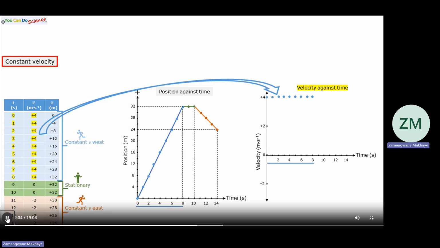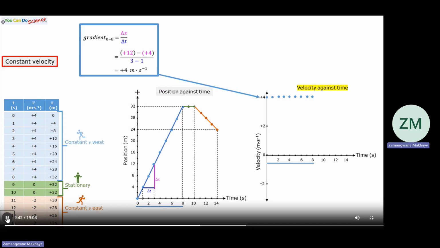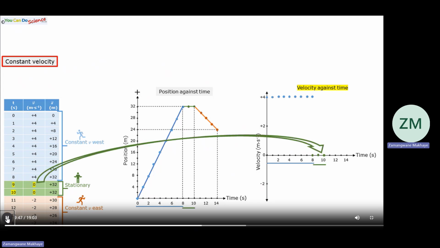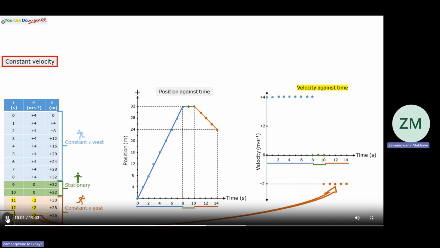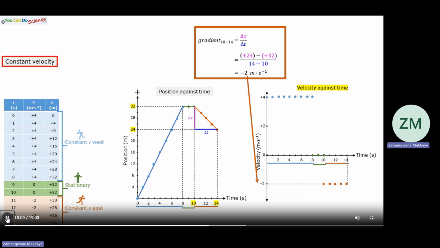Now plot the velocity, plus 4 meters per second for the first 8 seconds. The velocity corresponds with the calculated gradient. For the next 2 seconds, the velocity is 0 meters per second. A line horizontal with the x-axis has no gradient, and the velocity is 0 meters per second. And then the last 4 seconds, where the velocity is minus 2 meters per second. The velocity corresponds with a calculated gradient. Join the points.